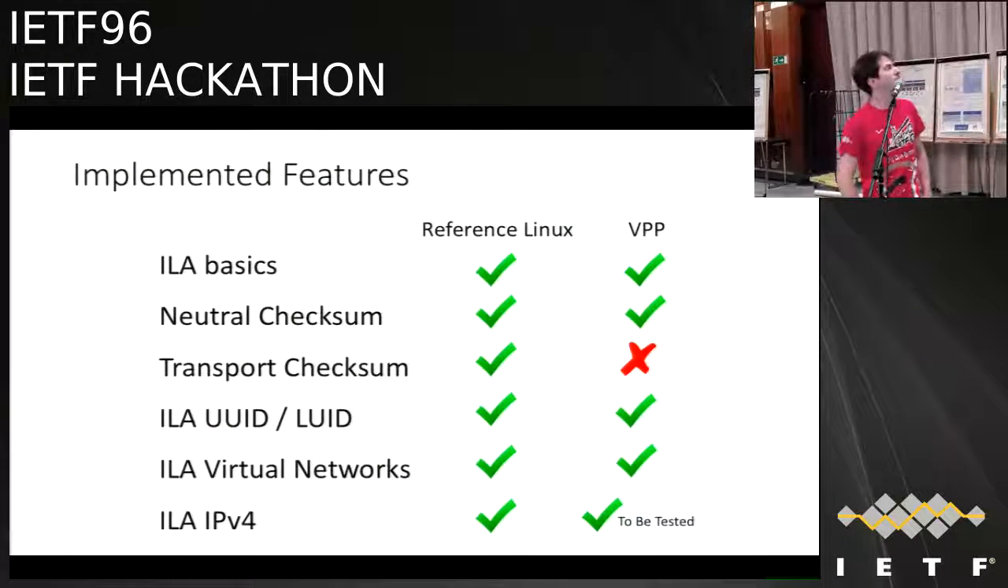These are our features. So we compare with the reference Linux implementation. In just 1-2 days, we got almost everything except the transport checksum neutrality. The transport checksum stuff. And IPv4 translation is currently being written. It's not tested yet, so it's not a full green cross yet.